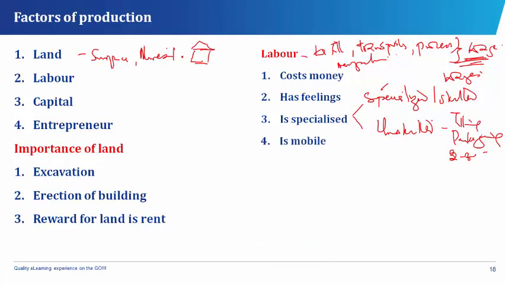Labor is also mobile, it can move from place to place, unlike land. Land is fixed and cannot be moved from one place to another. As we mentioned before, the reward for labor is wages or salary. Now, let's go to capital.